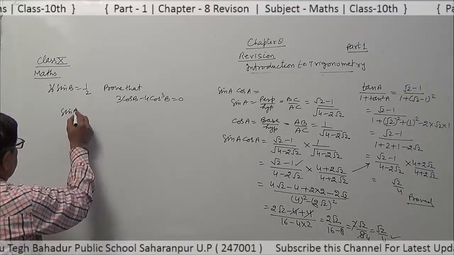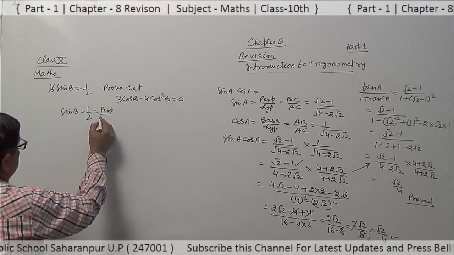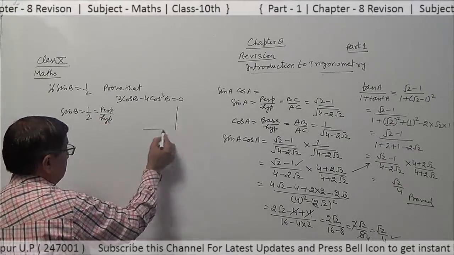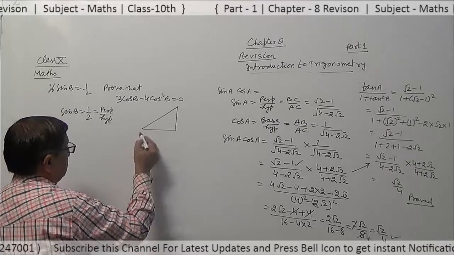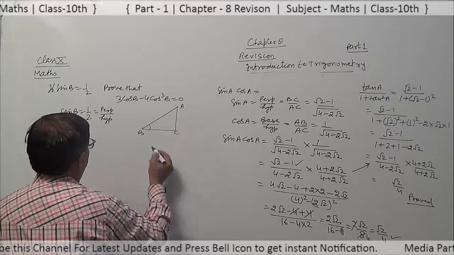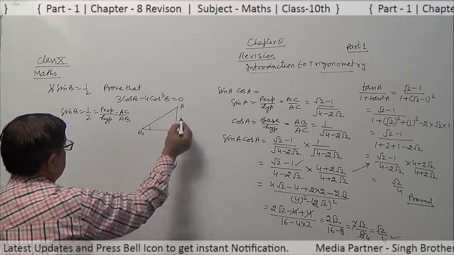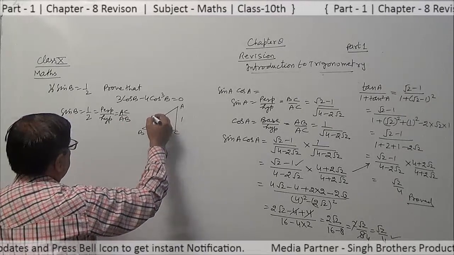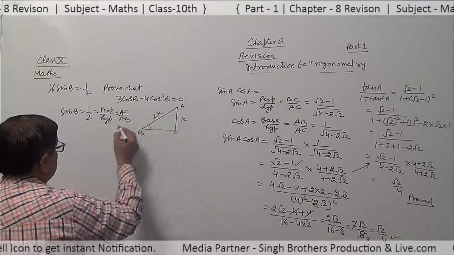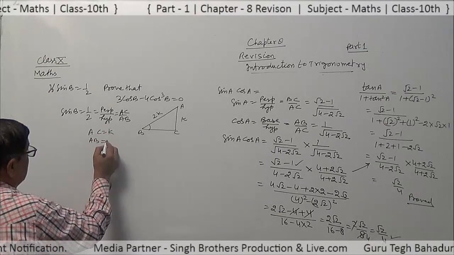Sin B is 1 upon 2, that is perpendicular upon hypotenuse. This is angle B. Perpendicular is AC, hypotenuse is AB, so it is 1 and it is 2. You can take K also, AC is K, AB is 2K.